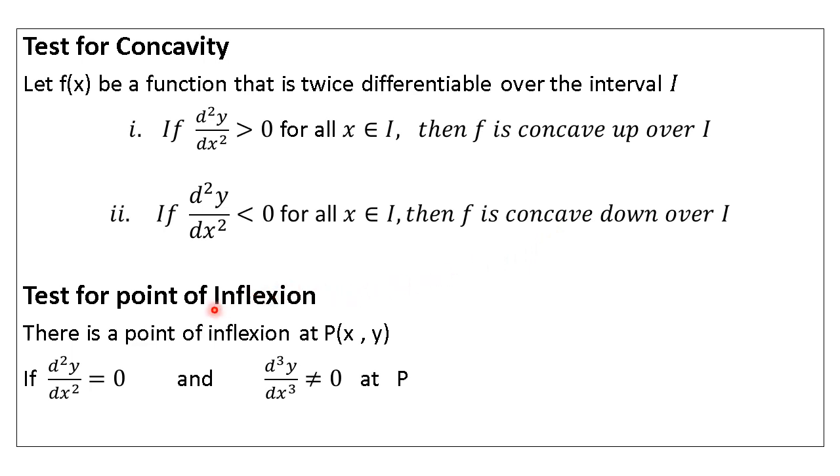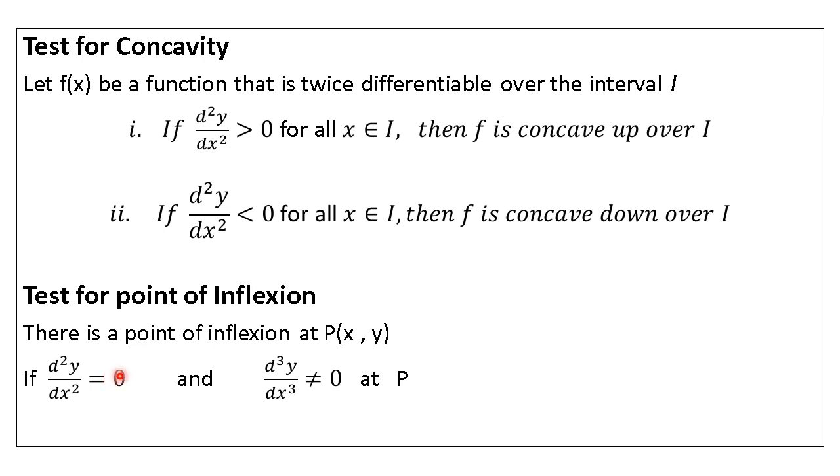Next, test for points of inflection. An inflection point on a curve is a point at which the function changes from convex to concave or vice versa. That means at this point concavity changes. Points of inflection can occur when the second derivative is equal to 0.